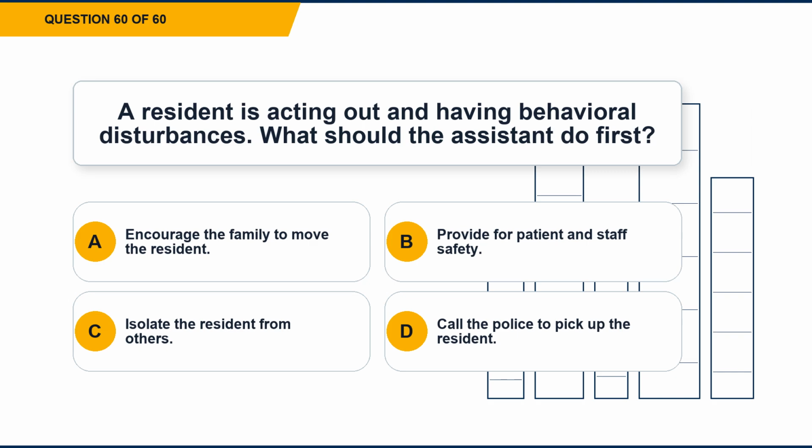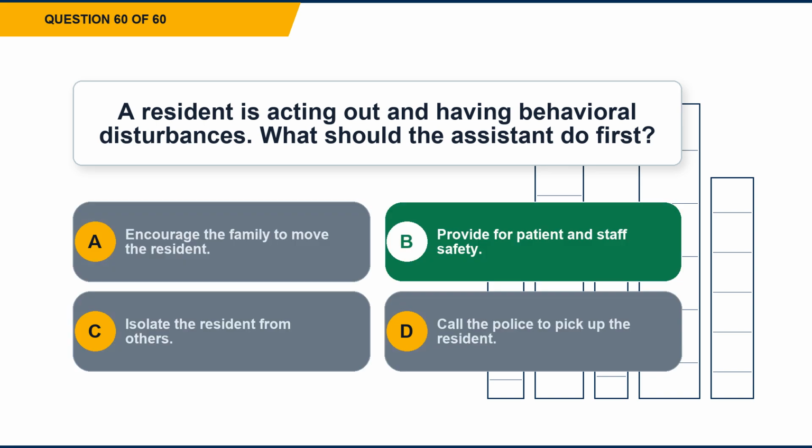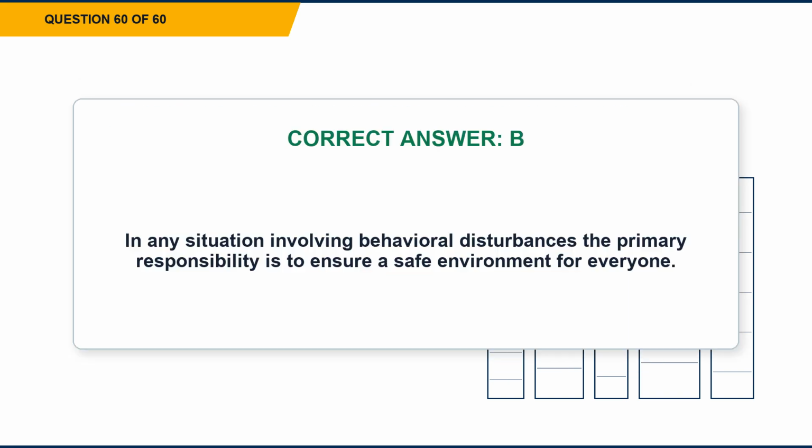Question 60. A resident is acting out and having behavioral disturbances. What should the assistant do first? Option A, encourage the family to move the resident. Option B, provide for patient and staff safety. Option C, isolate the resident from others. Option D, call the police to pick up the resident. The correct answer is option B, provide for patient and staff safety. Explanation. In any situation involving behavioral disturbances, the primary responsibility is to ensure a safe environment for everyone.